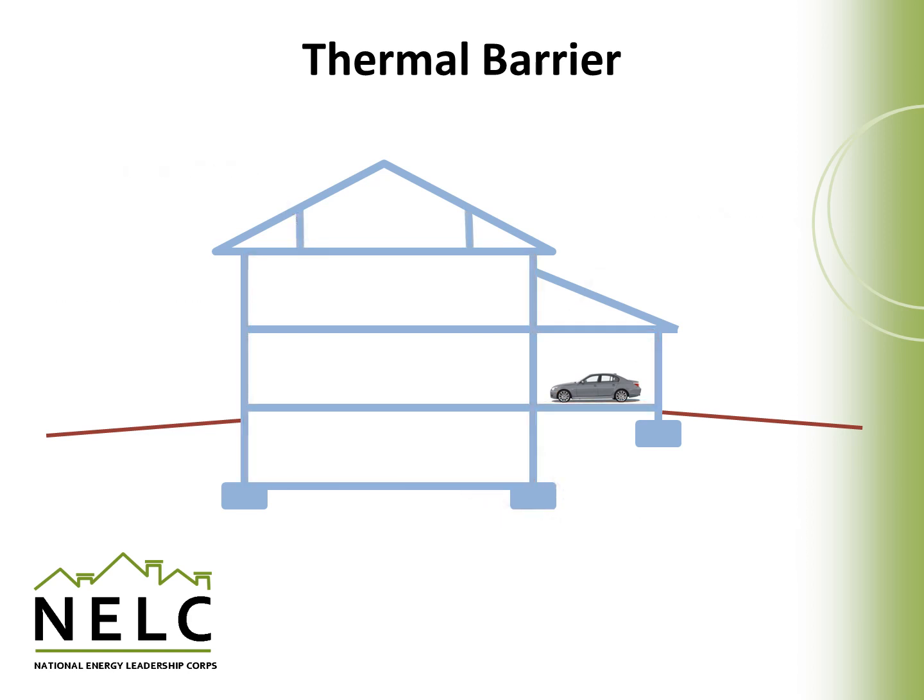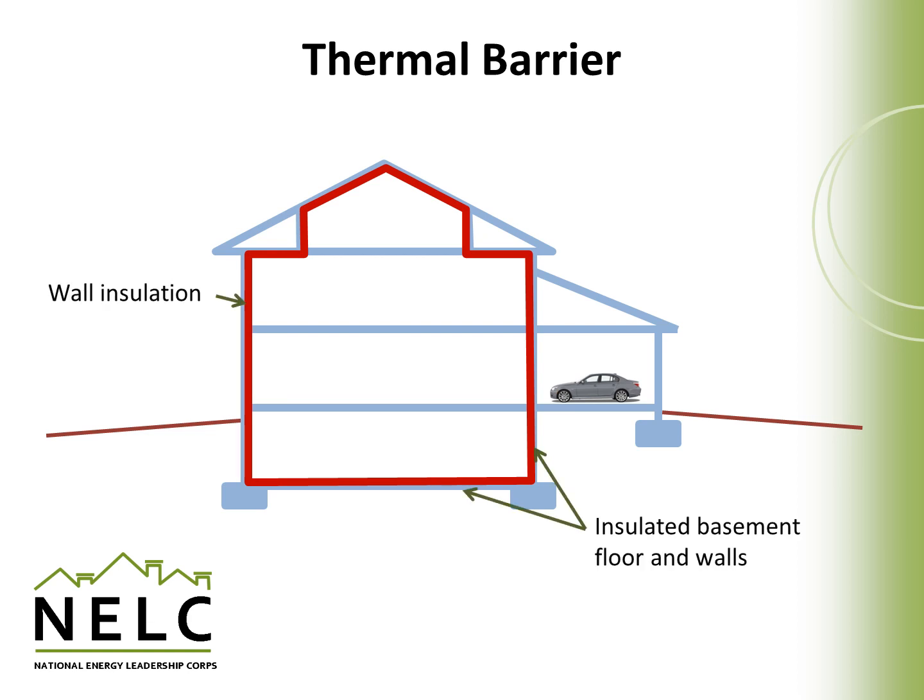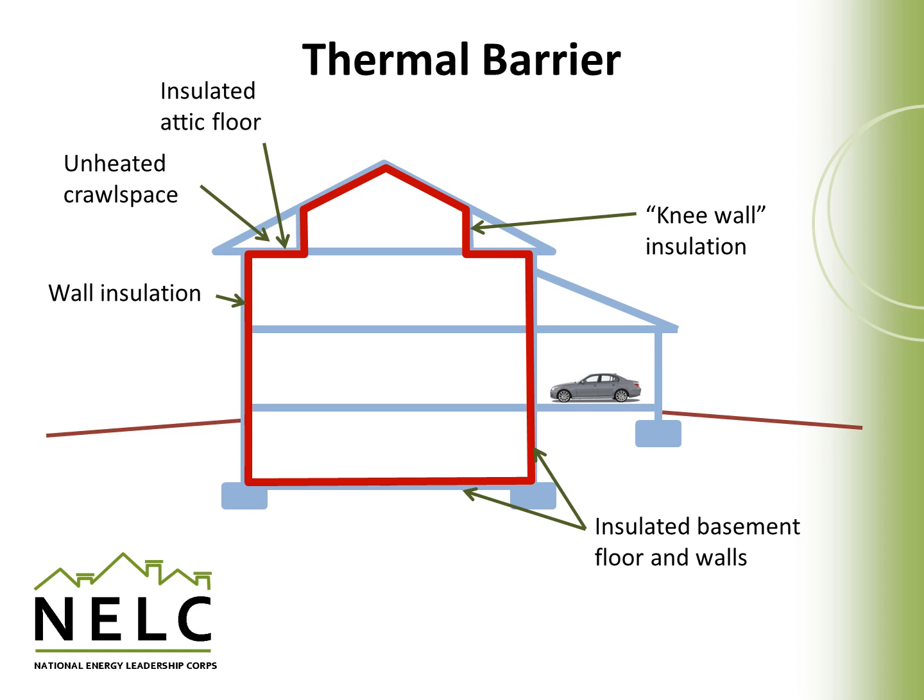In some cases we use our attic spaces for occupied space, and in this case part of the attic would be included in that thermal boundary. So once again our wall and basement floor and walls are sealed, but in this case we have a bit of unheated crawl space in the attic, so we would need to insulate the floor of that crawl space, as well as these two short walls which we call knee walls.